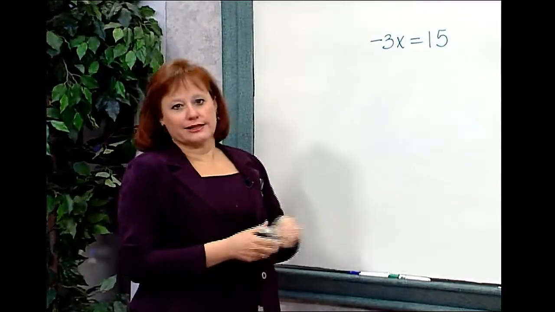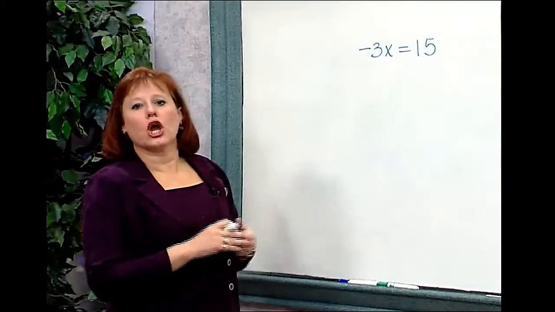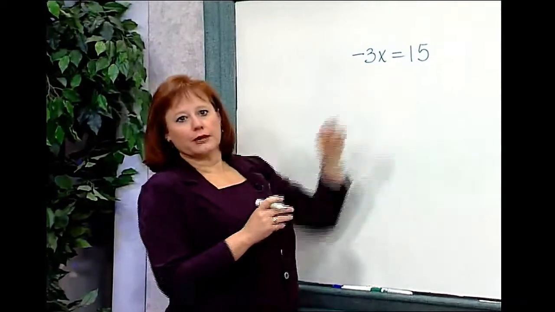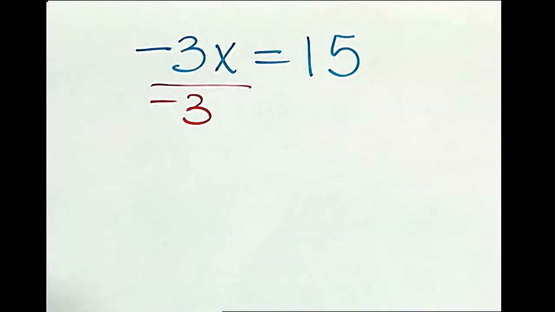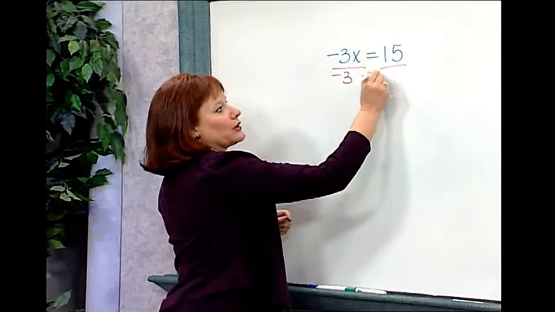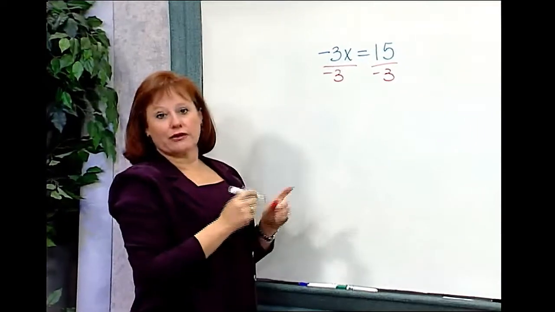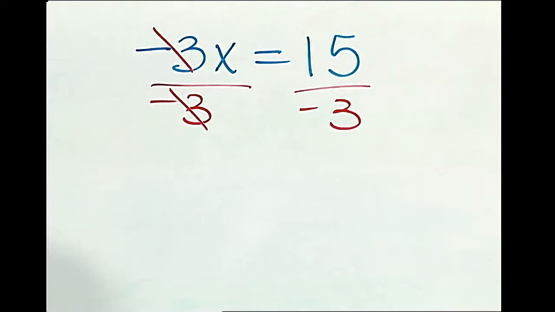Since I have multiplied something times my variable, and I want the variable to stand alone, I need to do the opposite thing to get rid of that number. Since negative 3 is multiplied by x, I want to divide by negative 3. When I divide by negative 3, I need to remember to do it on both sides of the equation. On the left-hand side, it's very convenient to use that division because the 3's will cancel out, leaving me with x, which is what I want to solve for.